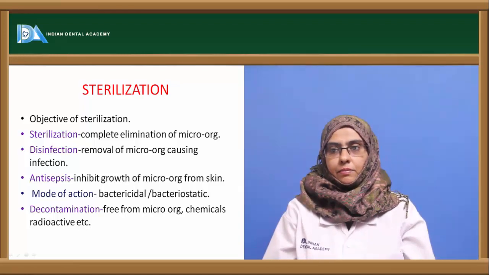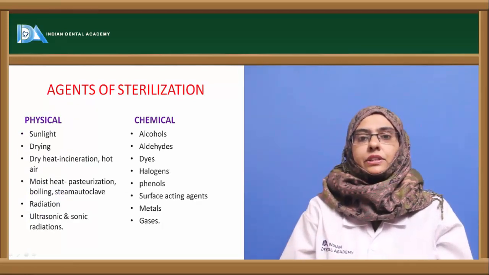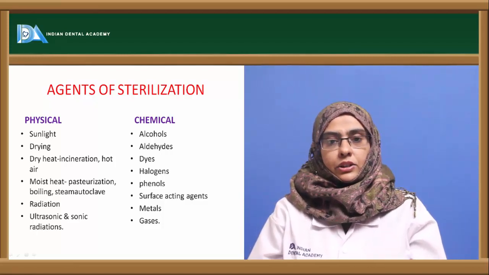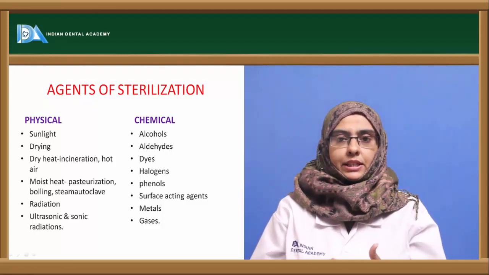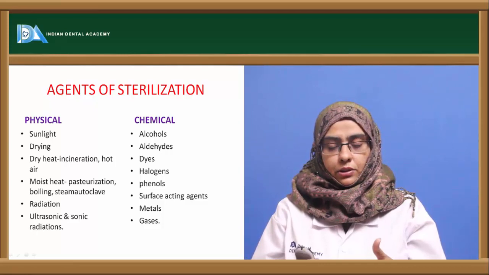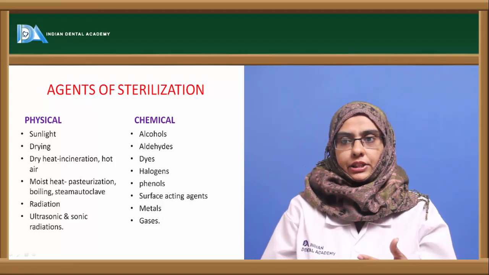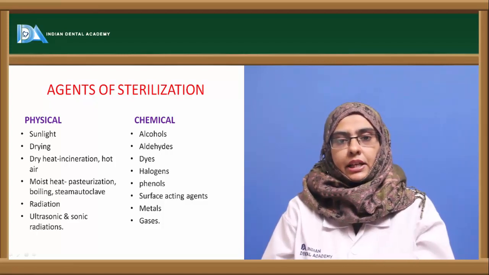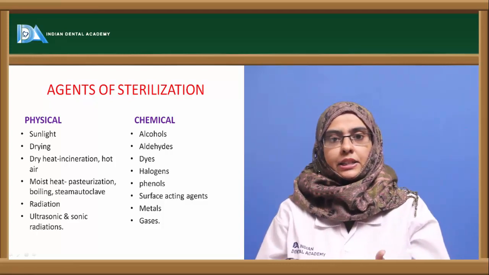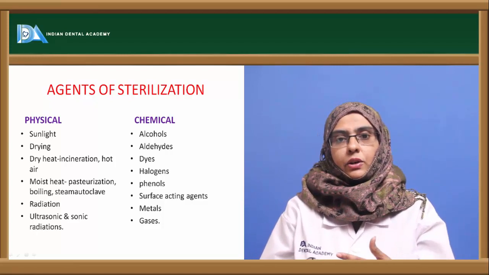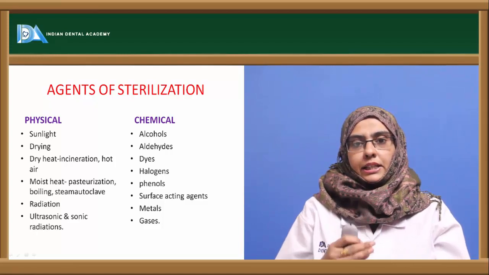Now coming to the different ways in which we can bring about sterilization. As I told you, in microbiology there are three purposes for which you usually go for sterilization: to prevent contamination, to prevent spoilage of food, and to maintain aseptic conditions. The type of sterilization that we adopt depends upon three important things: the type of material we are sterilizing, the nature of the organism, and the purpose for which we apply it. So the agent of sterilization is selected depending upon these three factors.